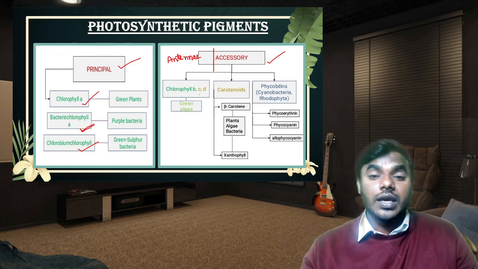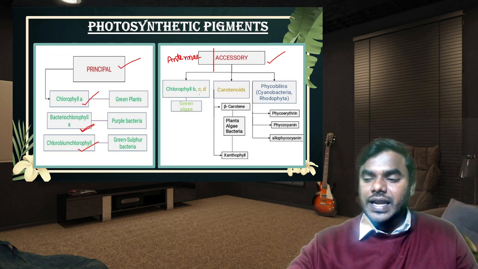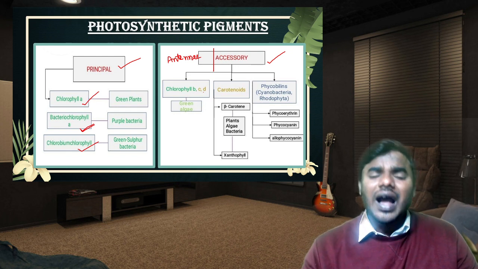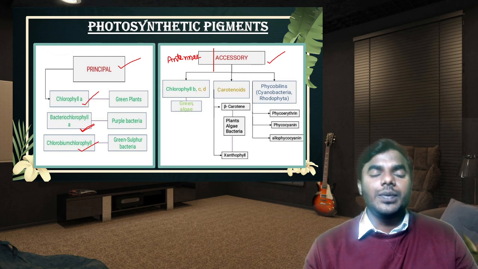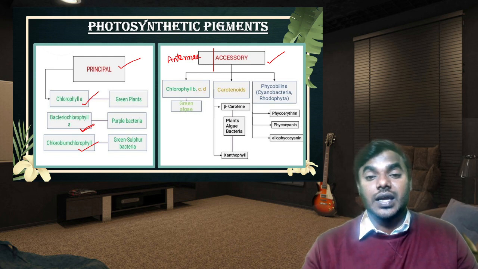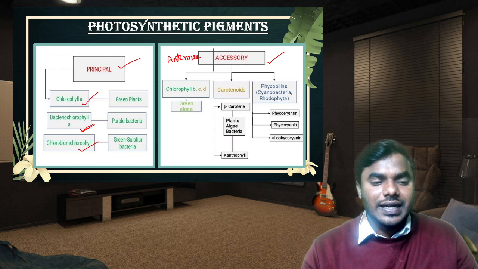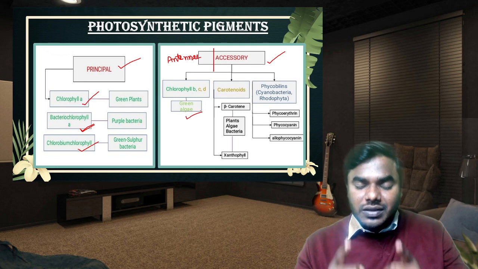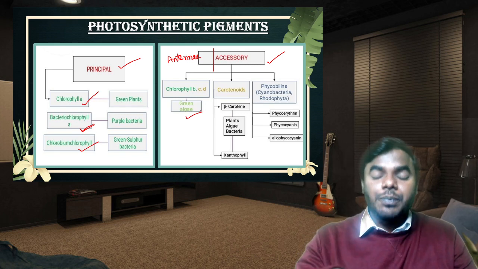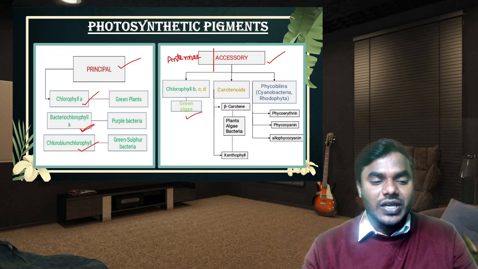Friends, do you think chlorophyll B, C, D are present in the higher plants? No. Friends, chlorophyll B, C, D will be present in the lower organisms, especially in the green algae. My friends, I want you people to remember this from the exam point of view. Which pigments are present in which area?